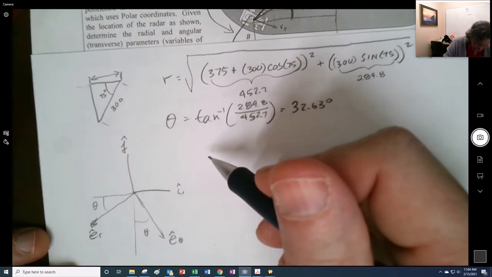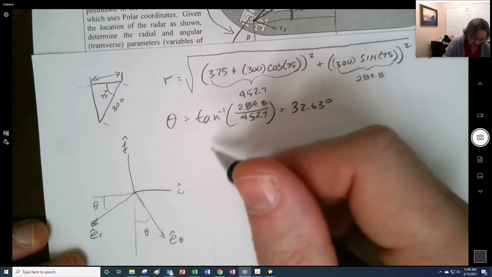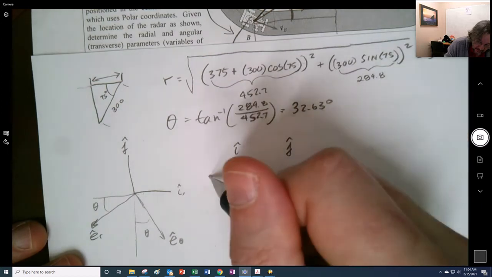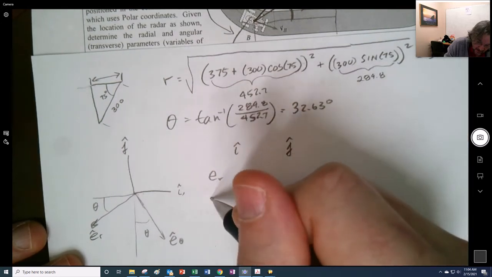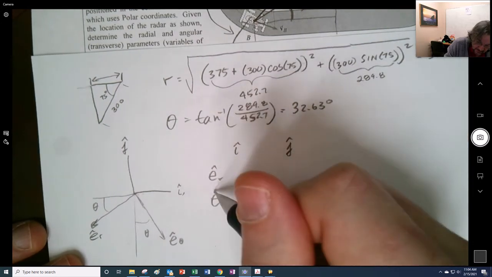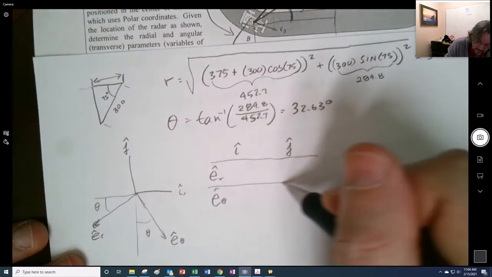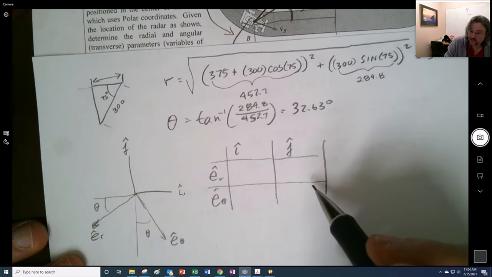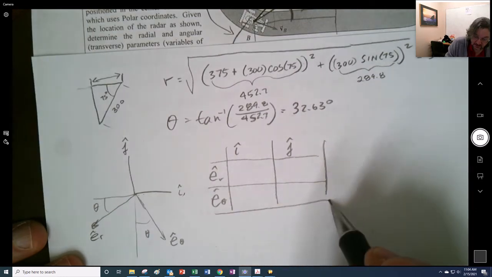So if we're doing a coordinate transformation array, let's say i, j, e_r, e_theta. How am I doing on time? I have 15 minutes to close.